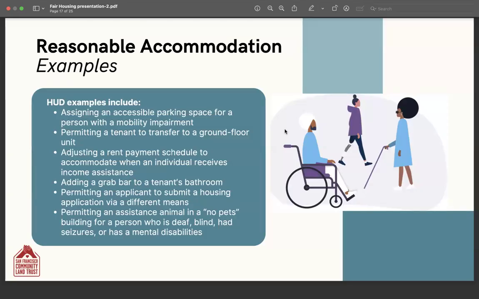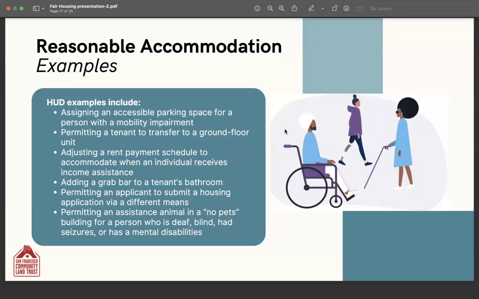adding a grab bar to someone's bathroom so it's easier for them to move around, permitting an applicant to submit a housing application via different means. And then the final example that I've included here is permitting an assistance animal in a no pets building for someone who is deaf, blind, has seizures, or mental disabilities.